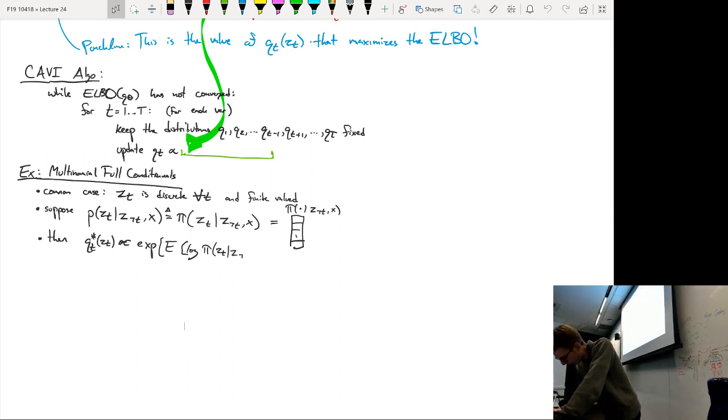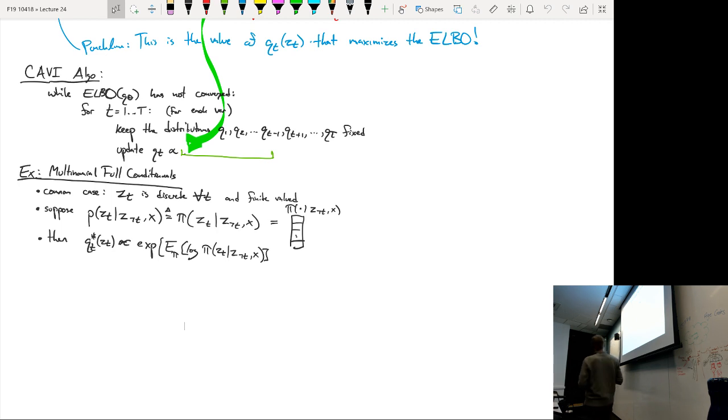Under pi. So this, I mean, you could just compute with a for loop, right? It's just a sum over the actual full conditional. So once you can write the full conditional as a little table, evaluating this is trivial.